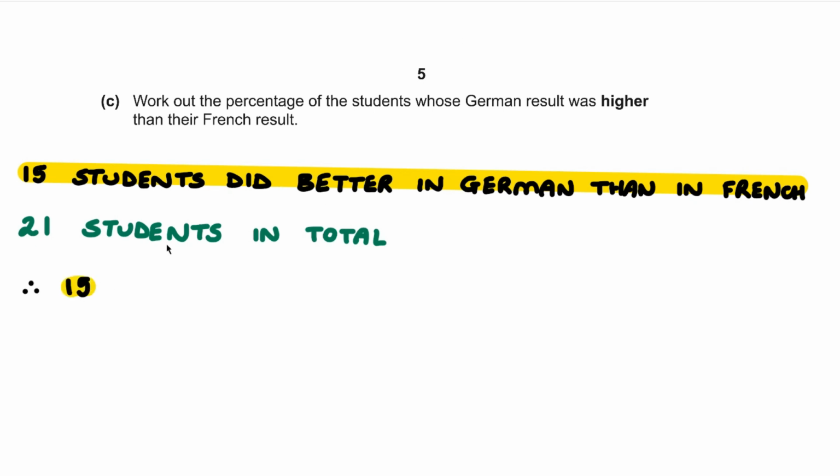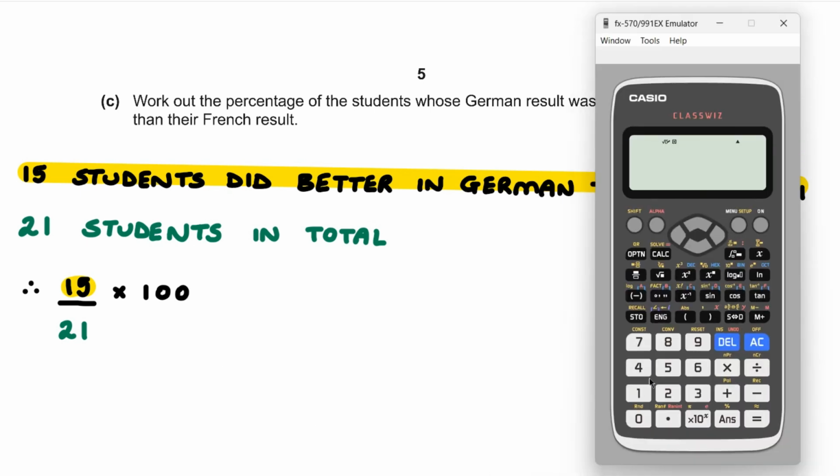15 over 21 multiplied by 100. And it turns out we would get 71.4%. So we have 71.4 etc. %.